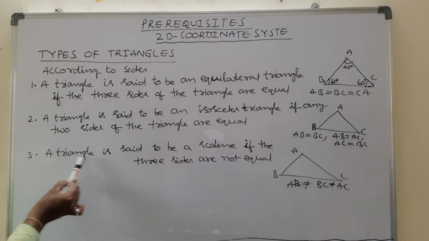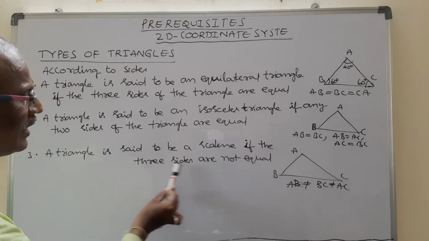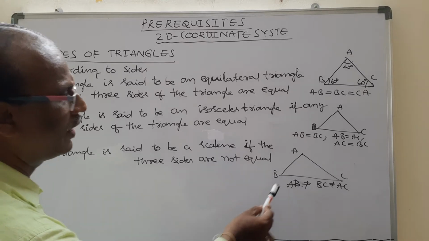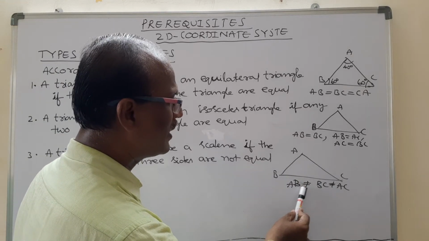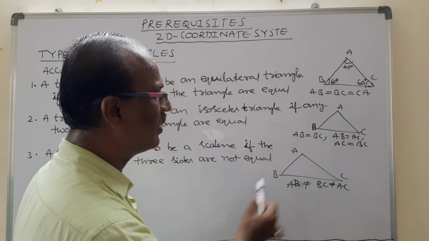Third, a triangle is said to be a scalene triangle if the three sides are not equal. In a triangle ABC, side AB is not equal to BC, which is not equal to AC. The three sides are different.